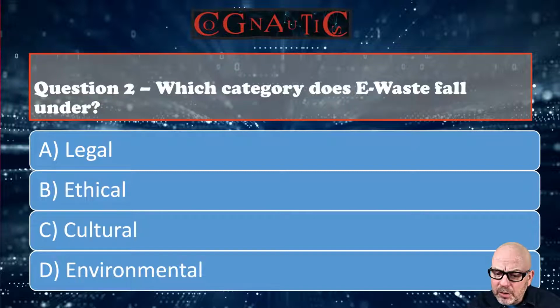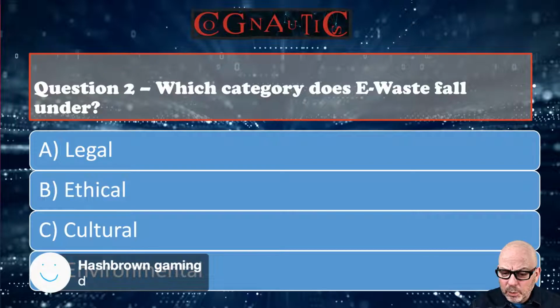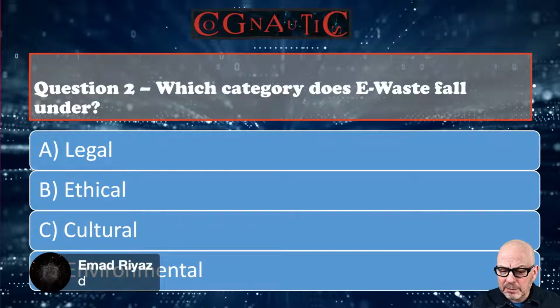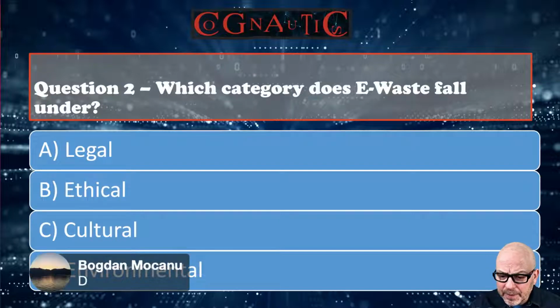Let's have a look. We've got Aditya with D. Hash Brown with D. Sergen with D. Sharjeev with D. Emad with D. Swiftblade with D. I think I'm going to have to play an annoying noise. Let's go for that one. And Bogdan with D. That is outstanding. You're all, of course, correct. That was quite an easy one, wasn't it?